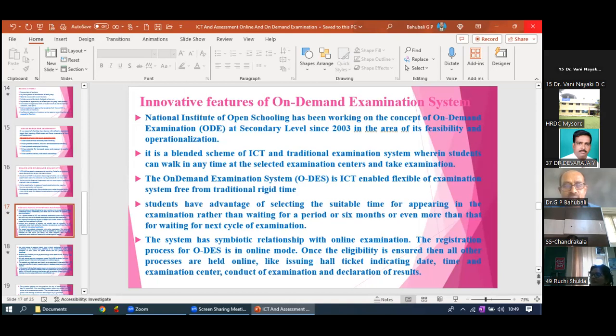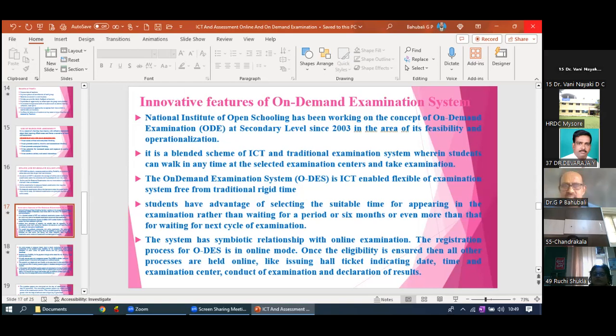If the student, instead of waiting for March or June for taking an examination, because in the traditional routine system we generally conduct examinations in March, or in between, in September or October. So there is no need of waiting if they are ready and have mastered the content.